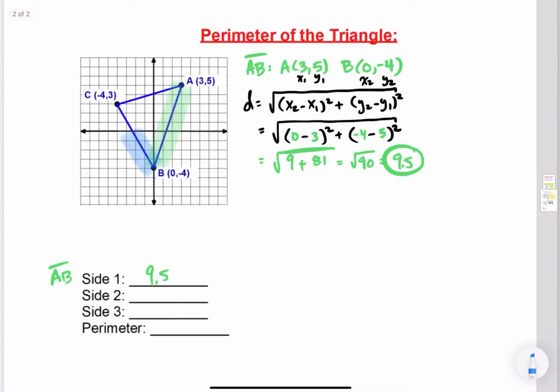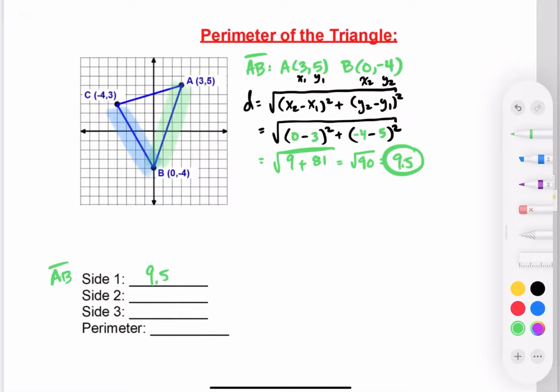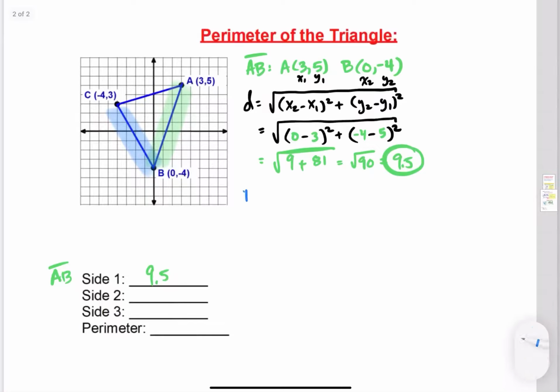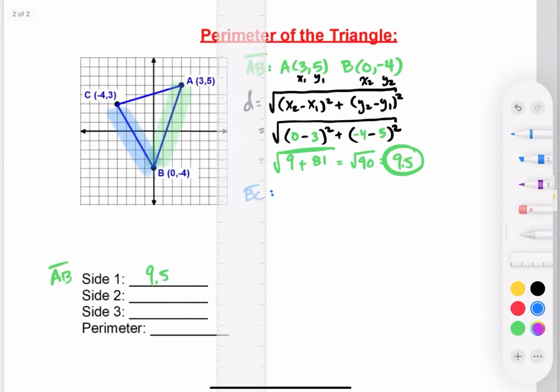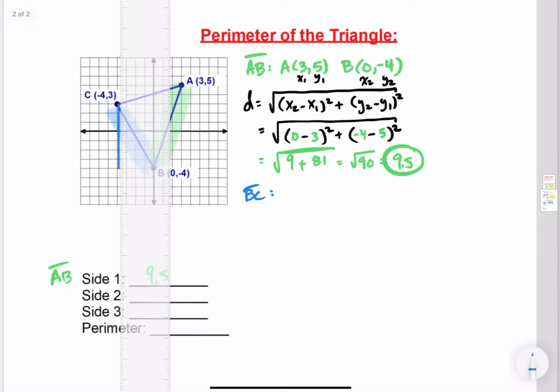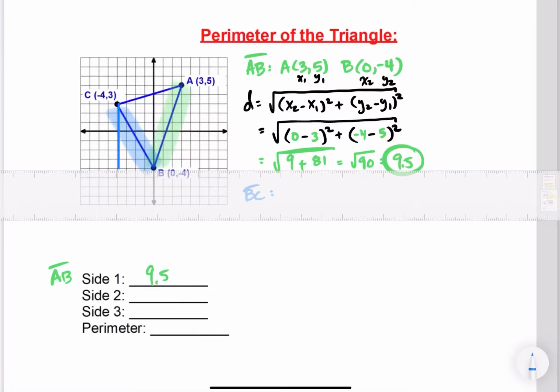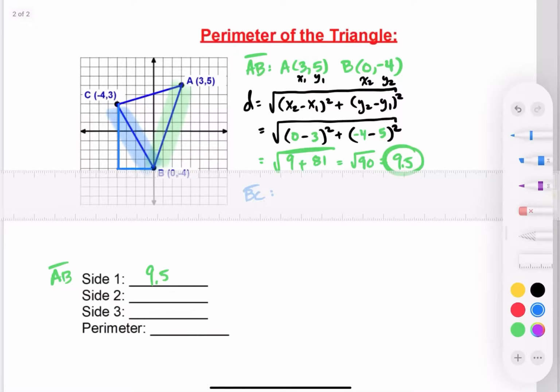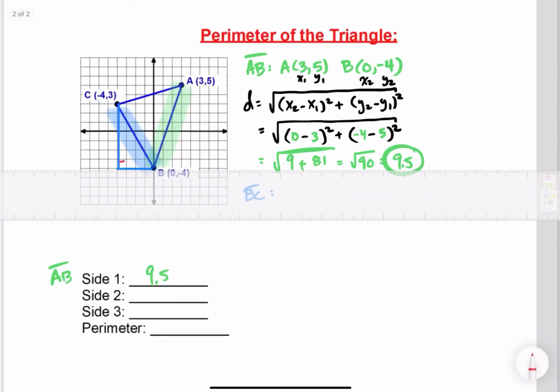So BC is located right over here, and I'm going to use the Pythagorean theorem method in order to calculate this. The reason why I can use the Pythagorean theorem method is because I can draw my right triangle. So I'll take out my straight edge, I'll draw a vertical line going straight down, and a horizontal line going left and right until the two lines meet, and that's going to create my right triangle. So here's my right angle right over here. Okay, so there's my right angle.